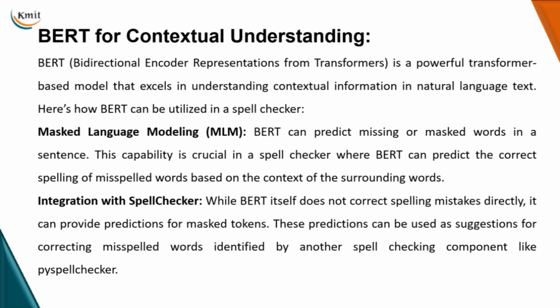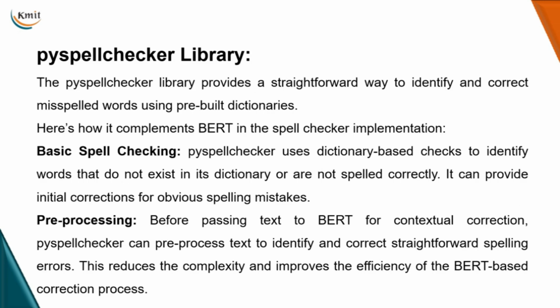BERT itself does not correct spelling mistakes directly. It can give you predictions for the masked tokens, but these predictions can be used as suggestions for correcting misspelled words identified by another spell checking component. In our case study I have used a component called the spell checker. We have a library called the Pyspellchecker library, which provides a straightforward way to identify and correct misspelled words using pre-built dictionaries that are available. Basically, it complements BERT.